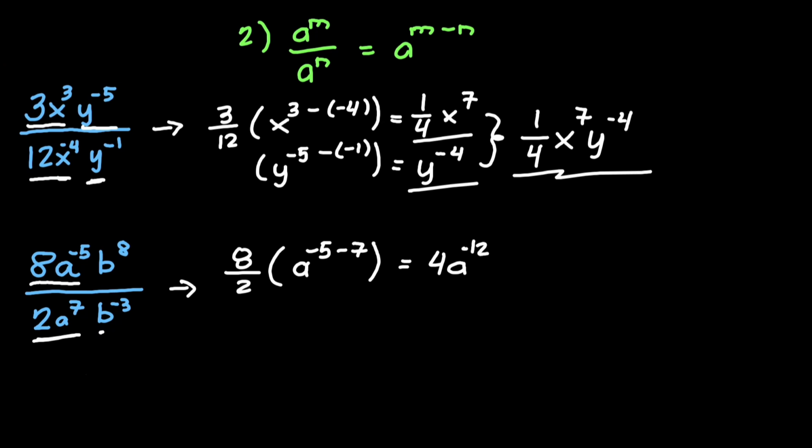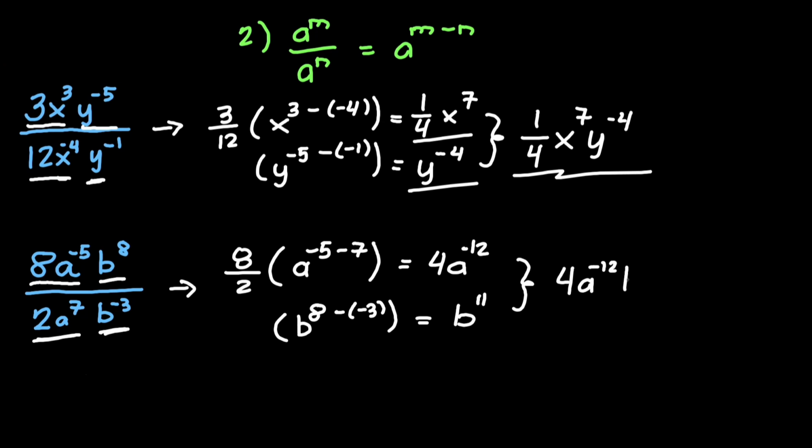And now let's focus on these b values. It would be b raised to the power of 8 minus negative 3. 8 minus negative 3 is 11. So combine these two together, you will get the final answer of 4a raised to the power of negative 12 multiplied by b raised to the power of 11.